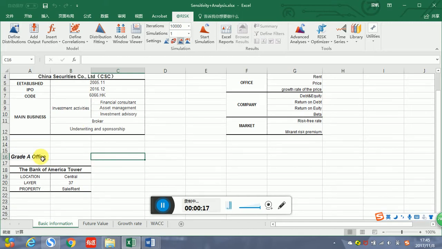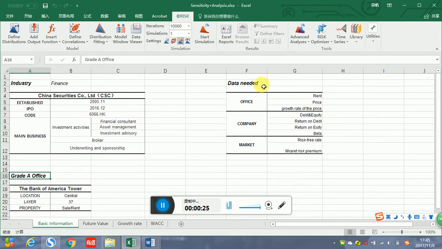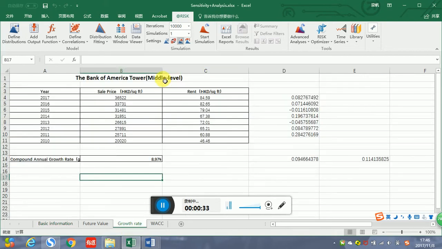In terms of Grade A office, we chose the Bank of American Tower, and the reasons are discussed in detail in the report. The data needed are listed here. For the office, we need to know the rent, price, and growth rate of the price, especially for the middle level, because it is the middle level that provides an office size around 10,000 square feet.